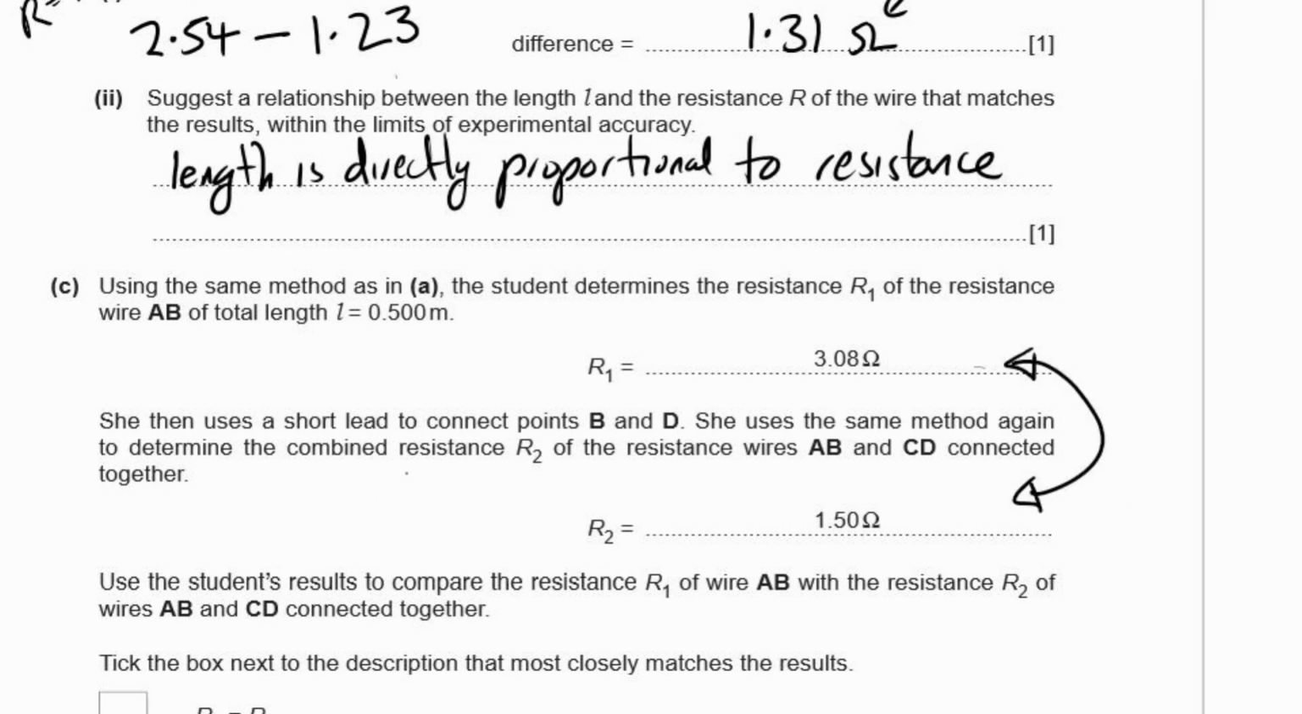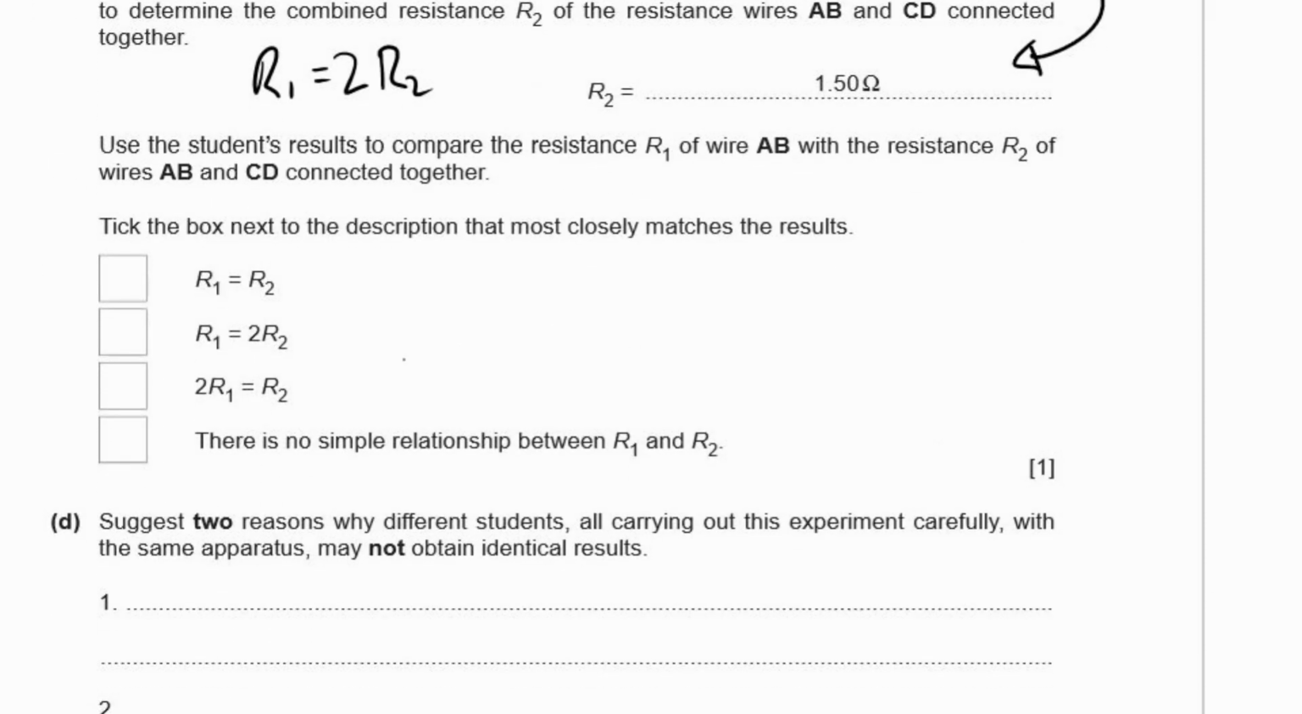And what we can see is that, looking at that, R1 is about equal to 2 times R2. There we are. That's literally it. So they're explaining what's happening, but that's not what they want you to look at. They want you to look at the two values, value for R1 and the value for R2, and compare them. And if we look at that, R1 is about twice the value of R2. So tick the box next to the description that closely matches the results. There we are. R1 equals 2R2.